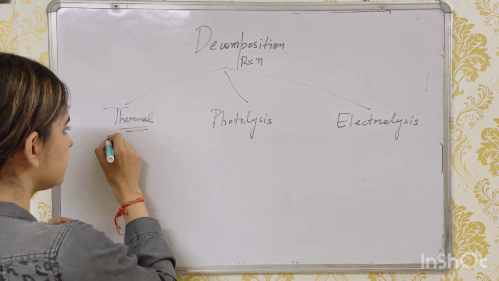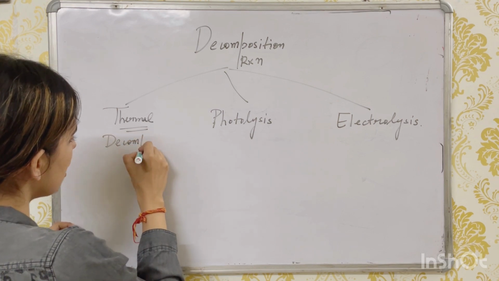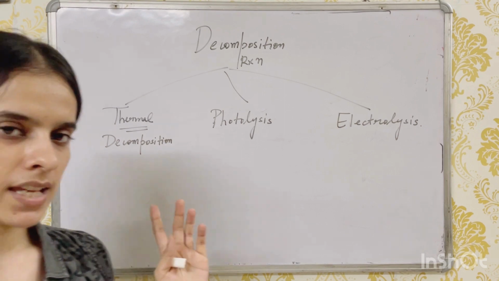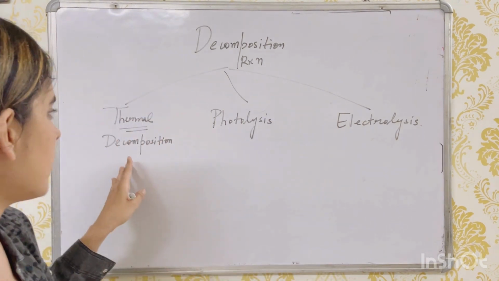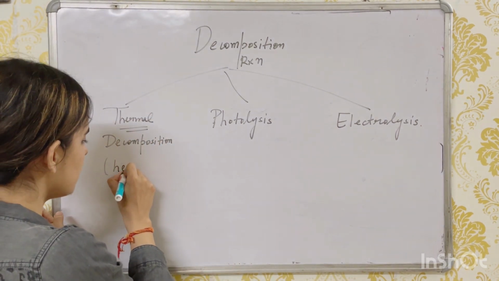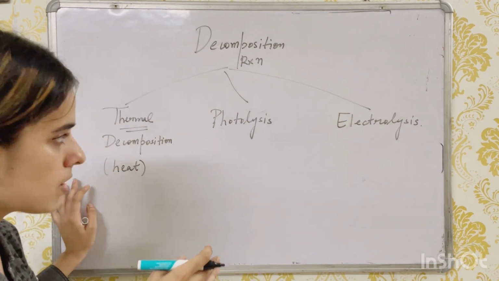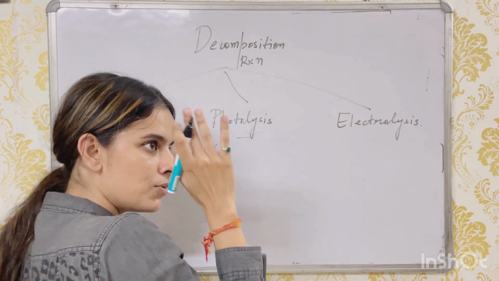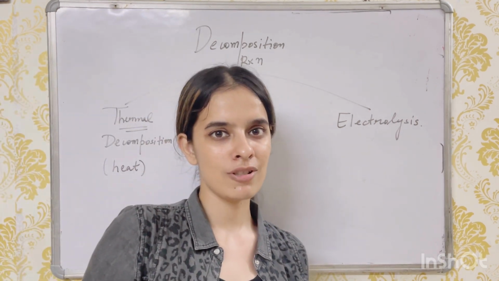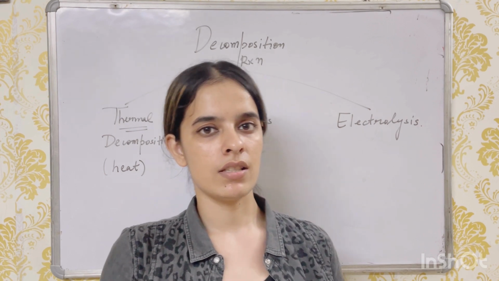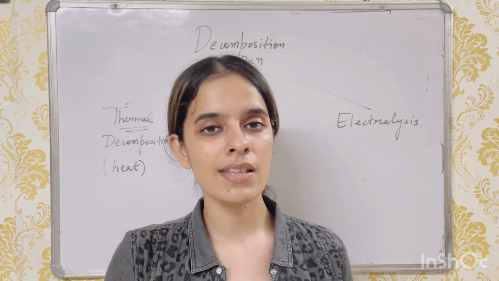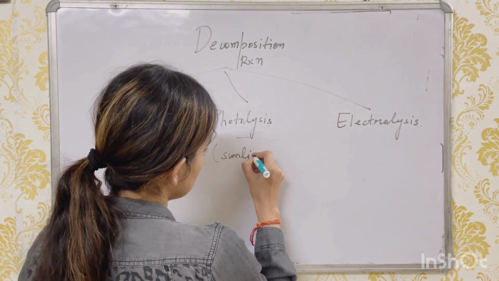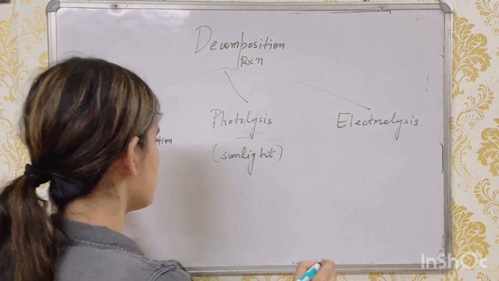So thermal means, as you know, heat. So it must be happening when we supply heat in this reaction. So this reaction occurs in the presence of heat. When we supply the heat, then only this reaction is possible. Photolysis, photo means light, as you must have heard about photosynthesis. It is the reaction which happens in the presence of sunlight. So this reaction happens when there is a supply of sunlight.